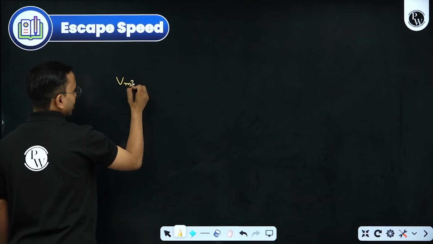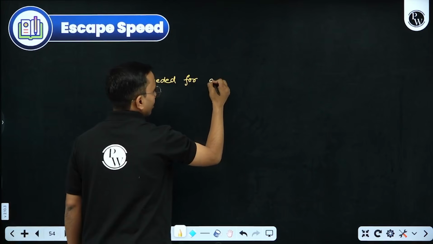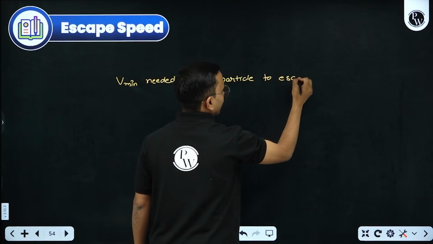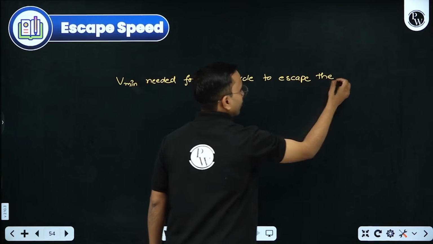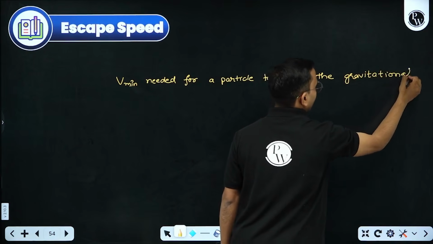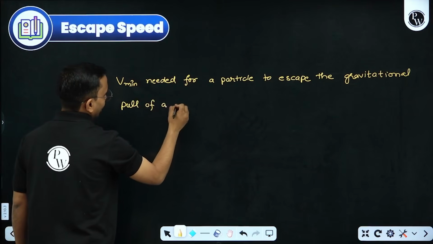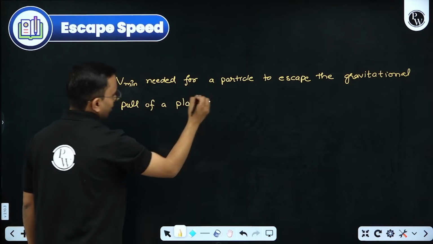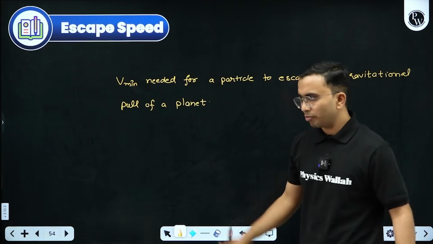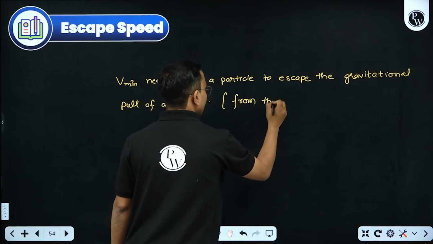Okay, minimum velocity needed for a particle to escape the gravitational pull of a planet. Generally, when we say escape speed, by default we consider it from the surface of the planet. Okay, so by default it is from the surface.